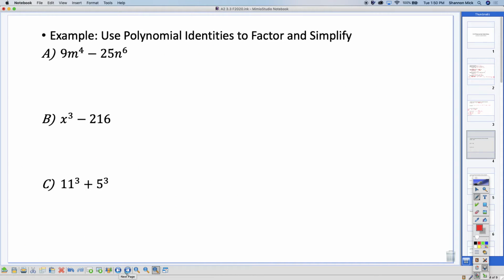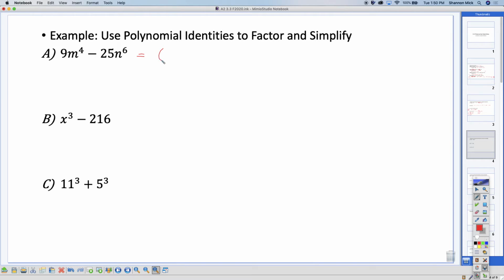Now we have it. Okay, I have 9n to the 4th minus 25n to the 6th. 4 is not divisible by 3. 9 is not a perfect cube, and neither is 25. Difference of squares. Okay? So, are 4 and 6 divisible by 2? Yes. Because square root is a half, right? So you multiply by half. Yes. So my rule says to take the square root of the first, so I get what?